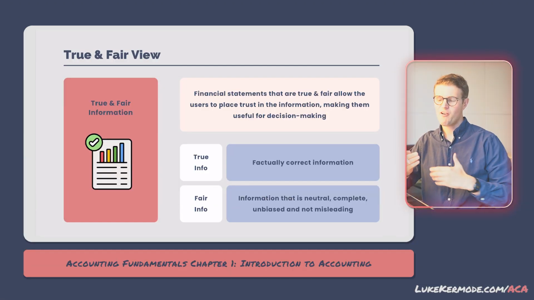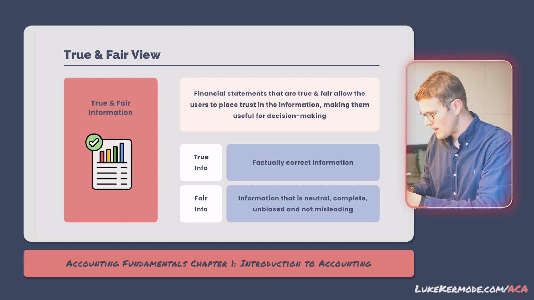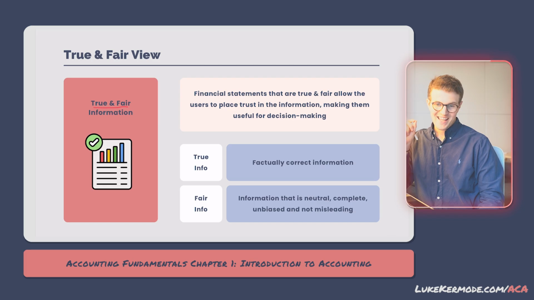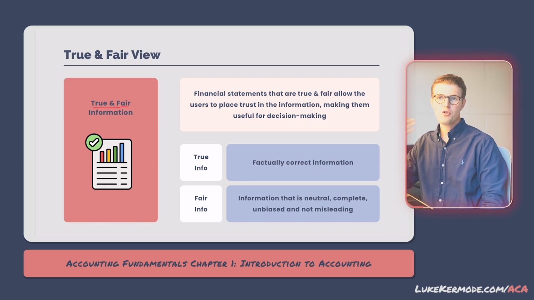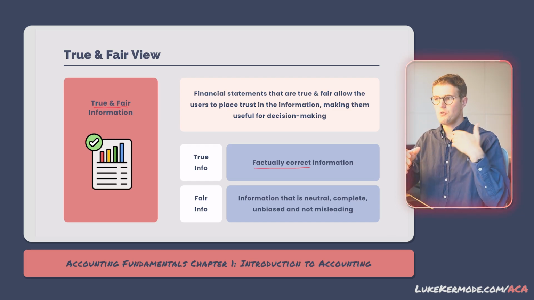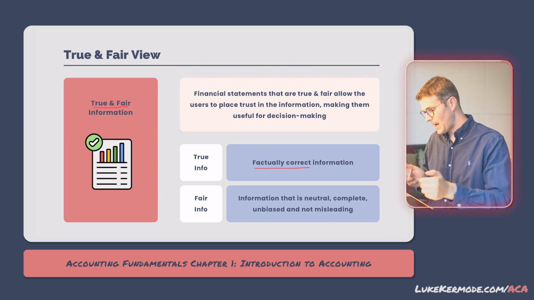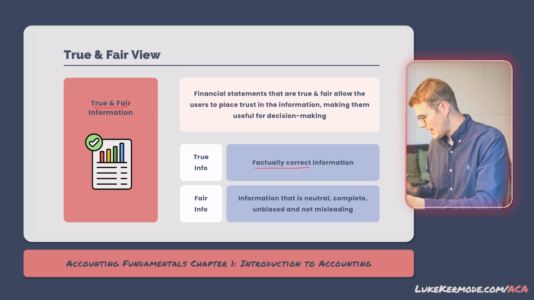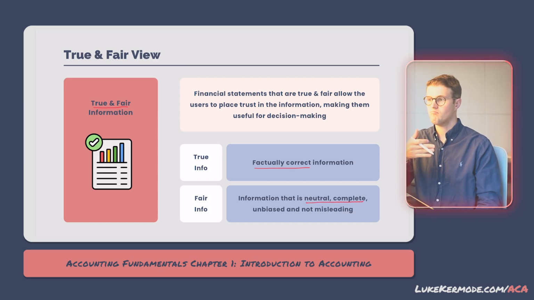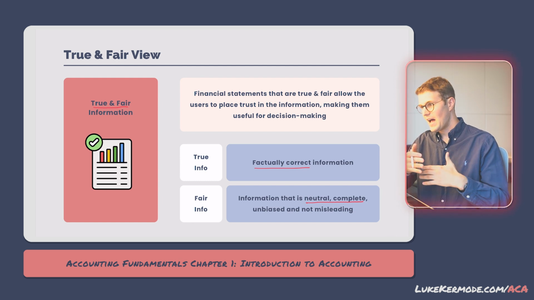A key requirement in preparing financial statements is that they must give what's termed a true and fair view. But what actually is a true and fair view? Well, a true view means that the information in the financial statements is factually accurate. It reflects what really happened using correct figures and data. A fair view means that the information is presented in a balanced, unbiased, and complete way. It doesn't hide or distort important facts. It gives users a clear picture of the business's financial position and performance.